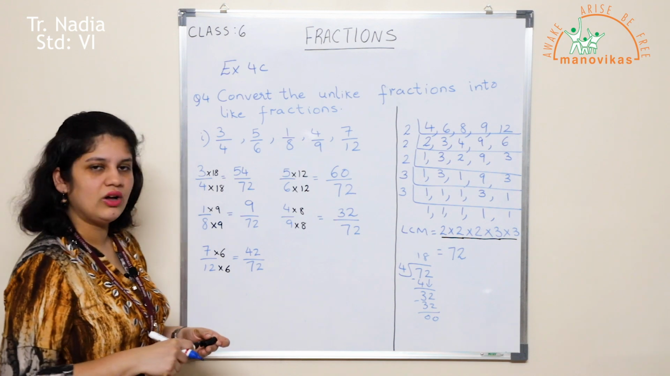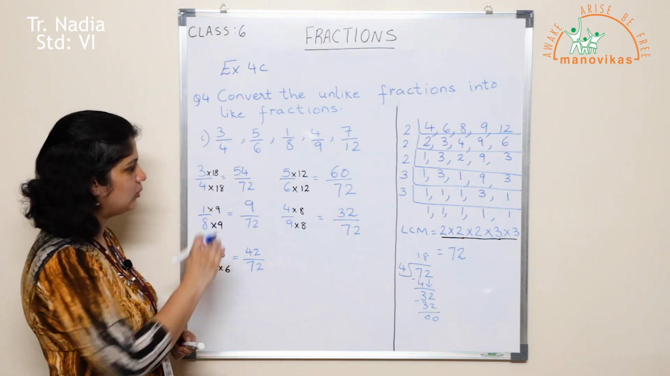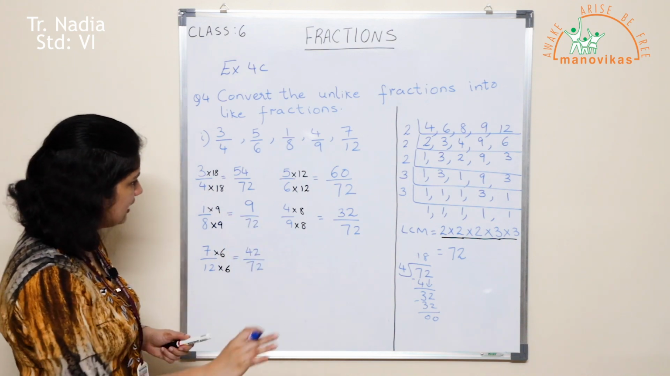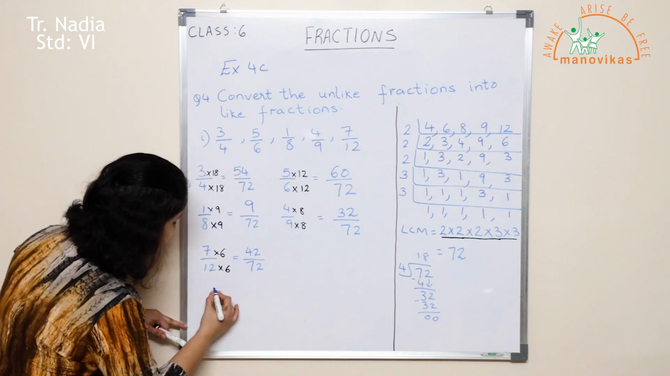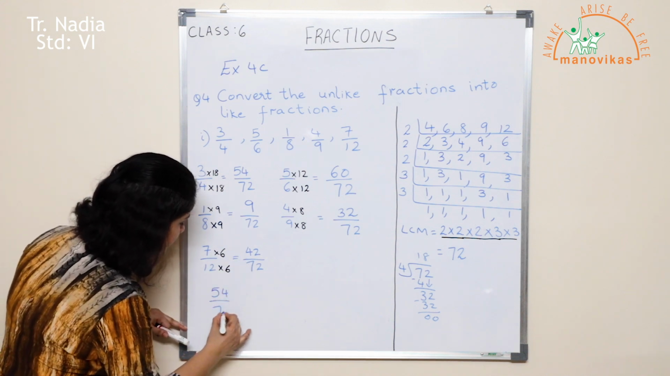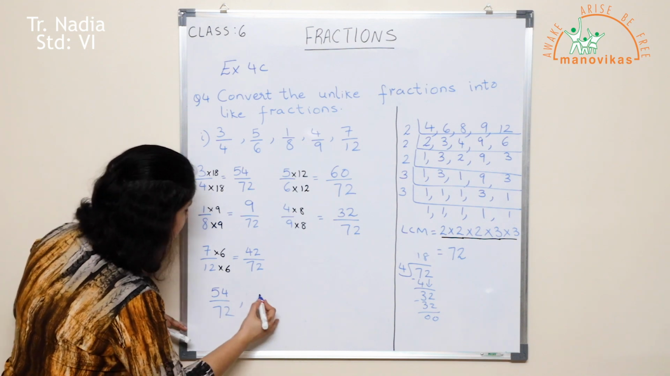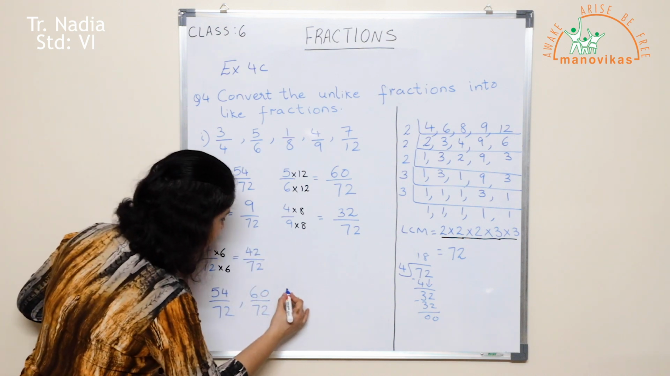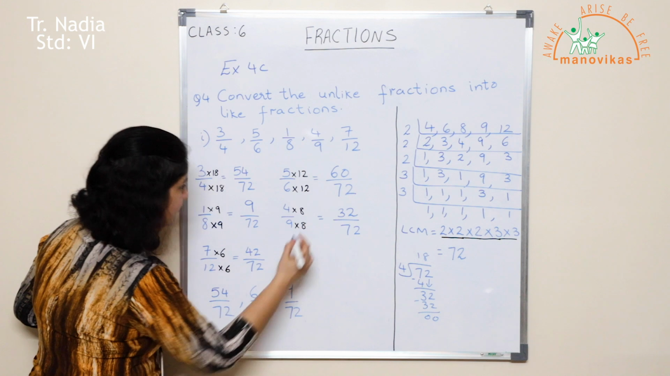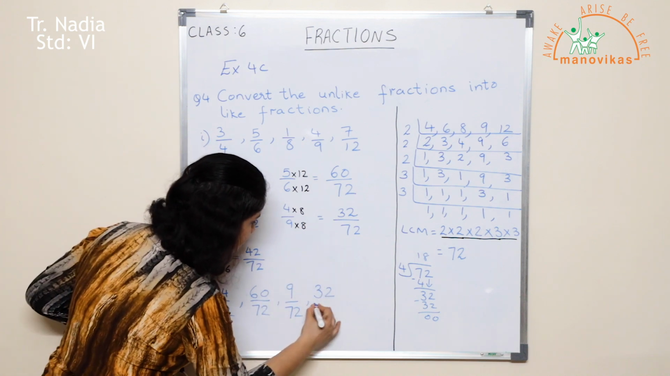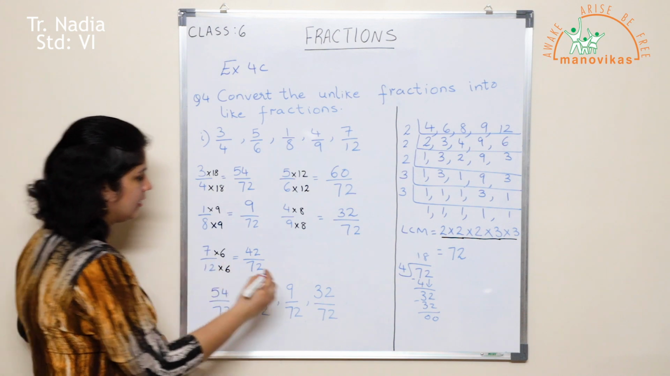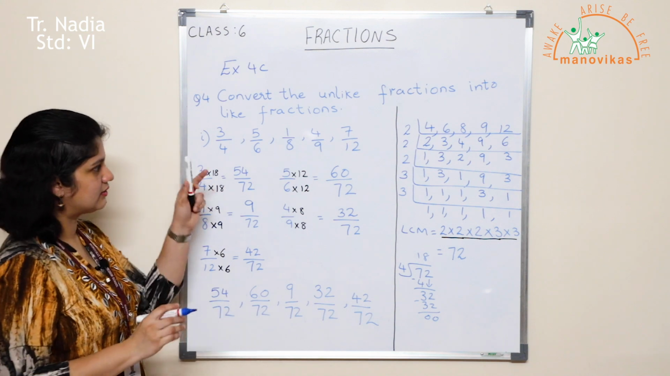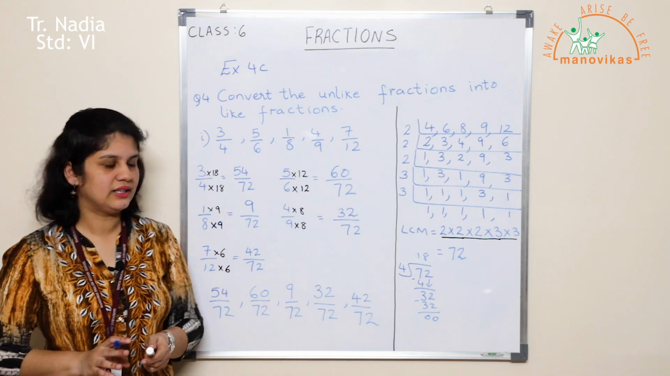Okay, so you can see here all the unlike fractions are now converted into like fractions. They all have the same denominator 72. So let me list down all these like fractions. My first fraction becomes 54 upon 72. Second one becomes 60 upon 72. Third one becomes 9 upon 72. Fourth one becomes 32 upon 72. And the fifth one becomes 42 upon 72. So this is how I converted the unlike fractions into like fractions.